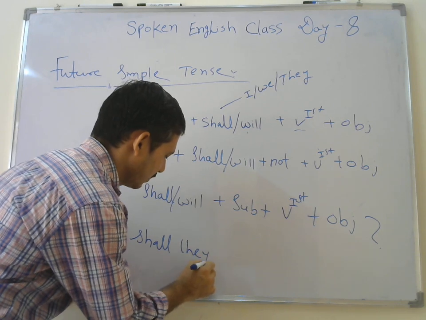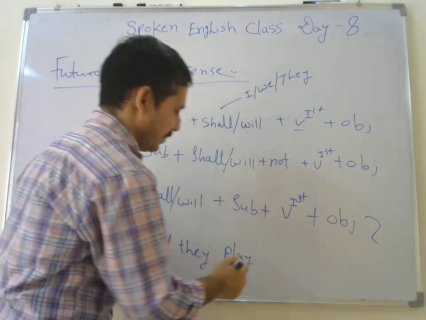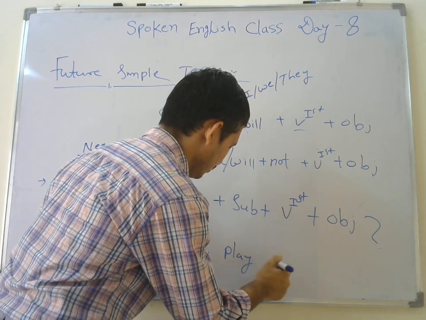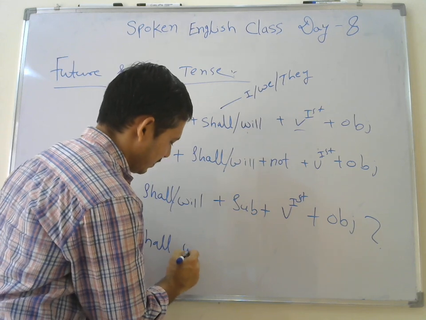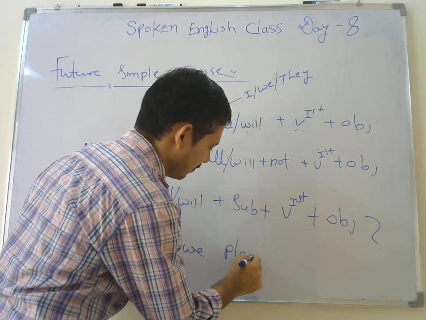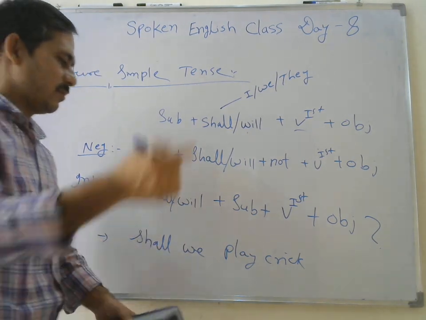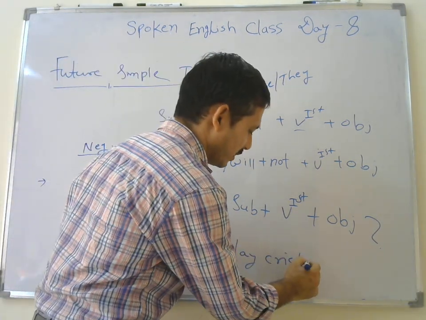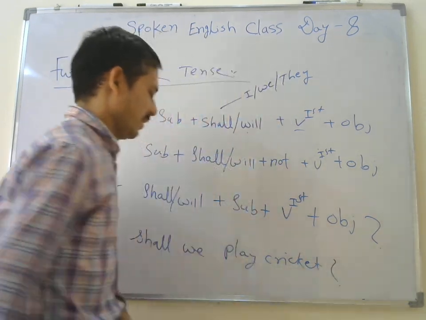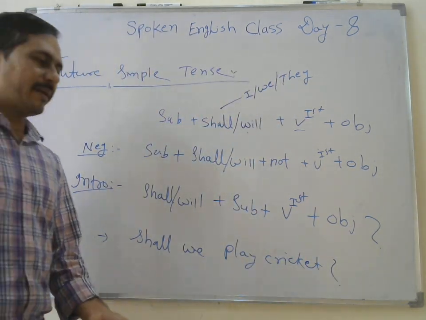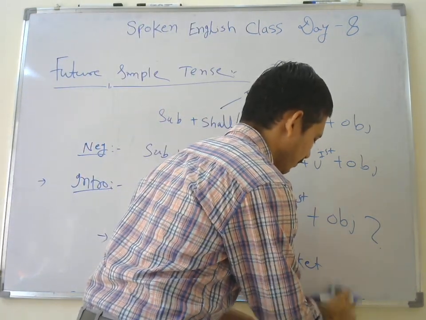Shall they play cricket? Shall they play cricket tomorrow? Or shall we play cricket? That sentence was also correct. Shall they play cricket tomorrow? Some other person is talking about that. Here we are talking about shall we play cricket? This is also fine. Shall we play cricket today?